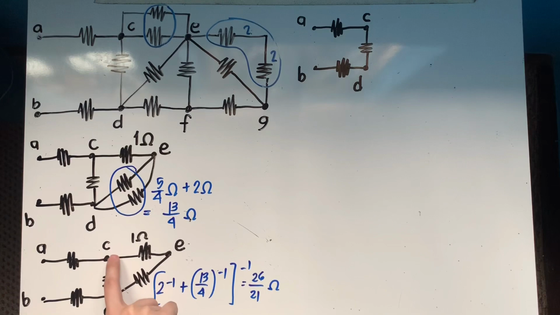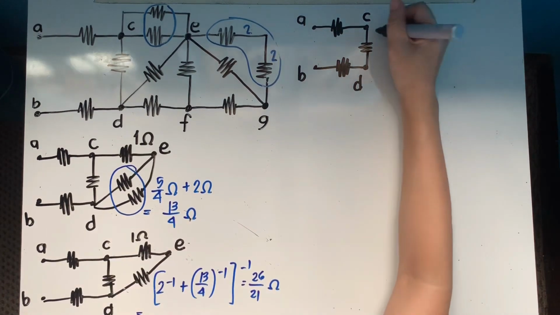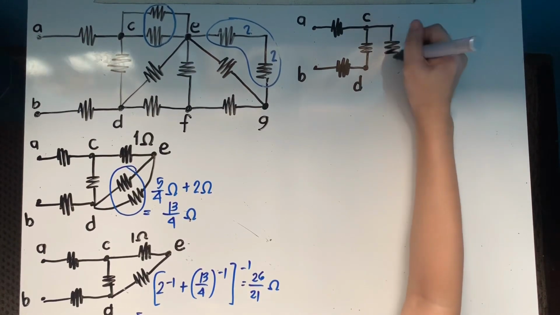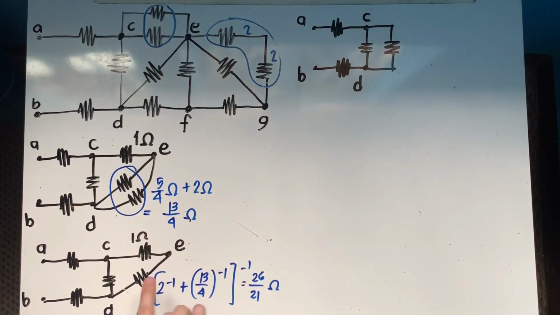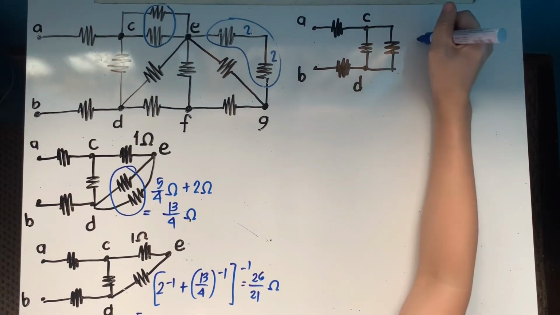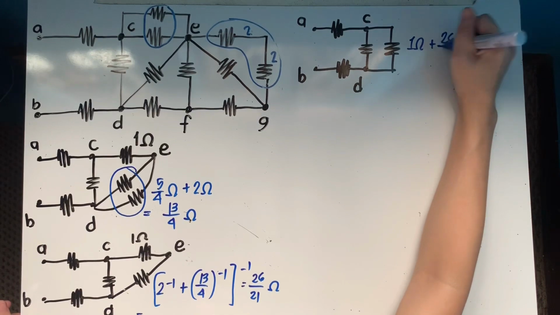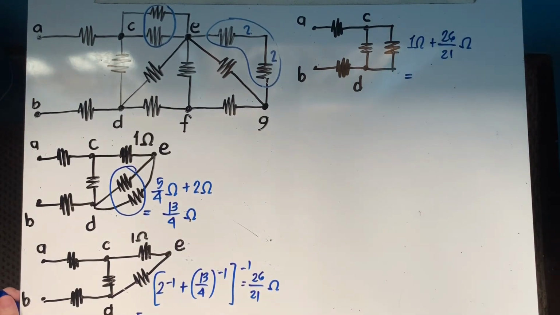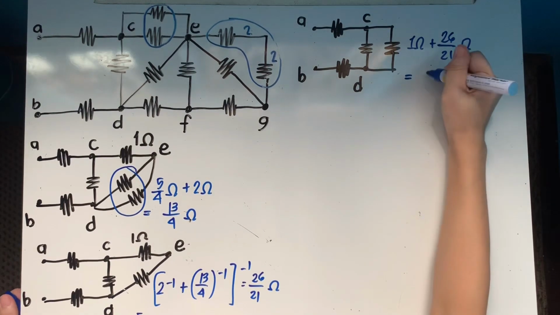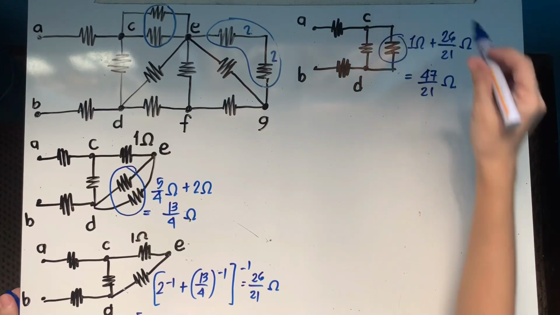So, saan ba nakakabit itong linyang to? Nakakabit siya kay CD. Kaya ang mangyayari, magkakaroon tayo ng additional branch dito na nakaparallel. Doon pa rin nakakabit kay CD. So, itong additional branch na to, combination niya ni 1 ohm tsaka ni 26/21 since series sila. So, ang solution natin doon, 1 ohm plus 26/21 ohms. And that would be 21 times 1, 21 plus 26, you get 47 over 21 ohms. Ito yon.